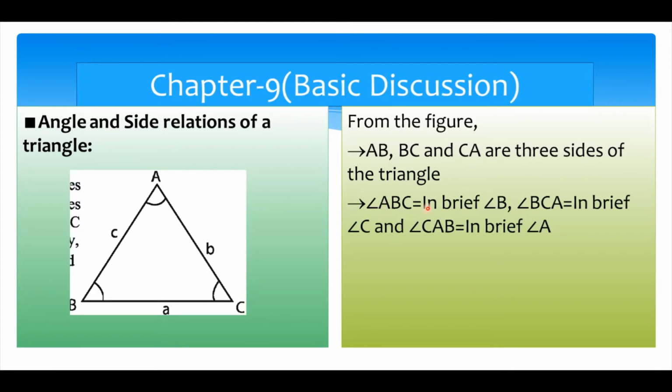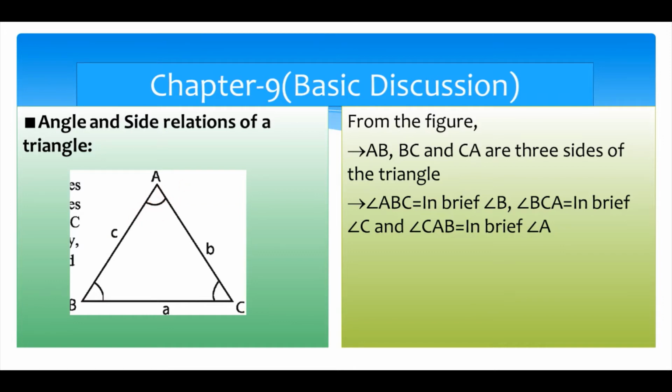Now angle ABC equals, in brief, angle B. That means in this figure you can see angle ABC, and we can write it in brief as angle B. If you write angle ABC, it is okay, or if you write only angle B, it is also okay. Same with angle BCA, in brief angle C. So we can write angle BCA or angle C, and angle CAB in brief angle A.